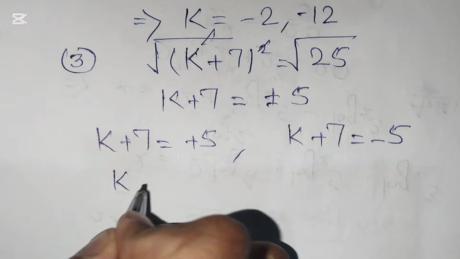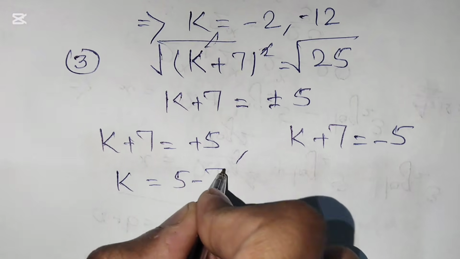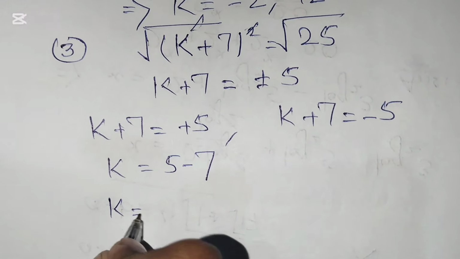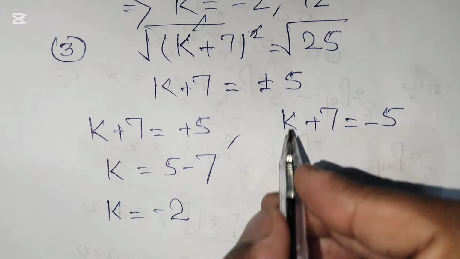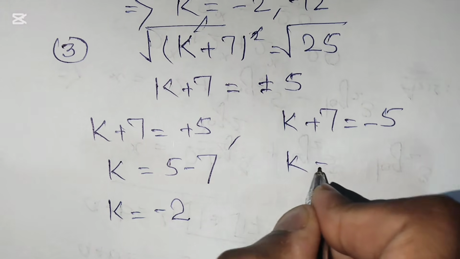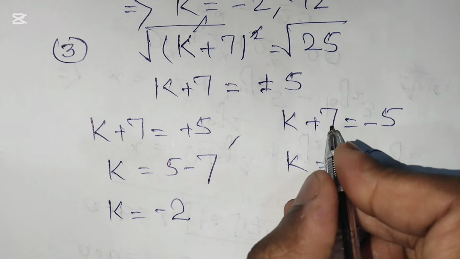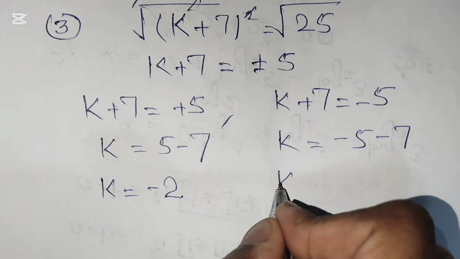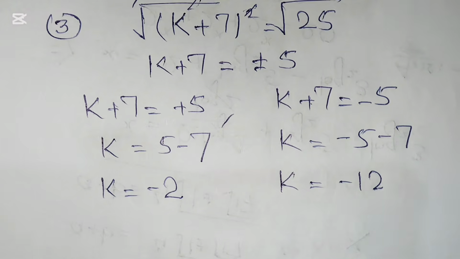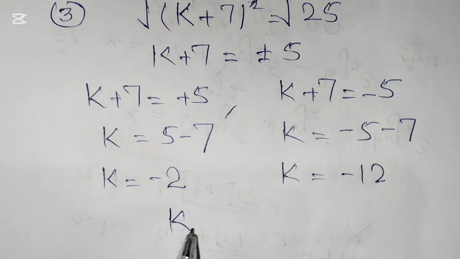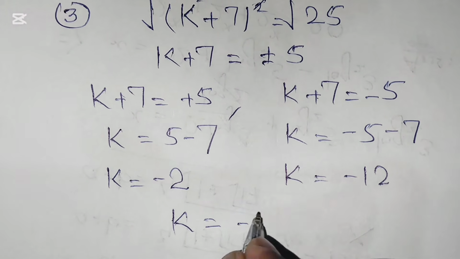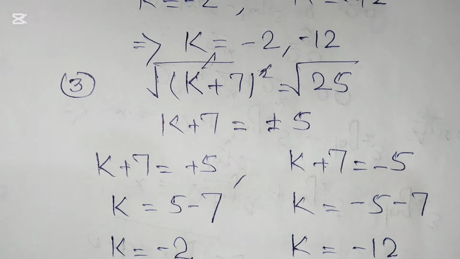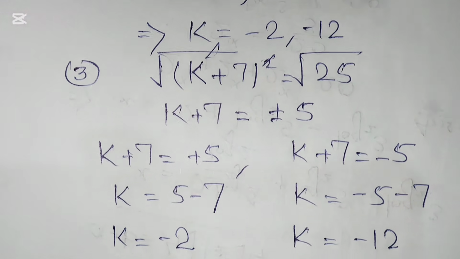Subtract 7 on both sides. 5 minus 7, we get k equals minus 2. And for this, k plus 7 equals minus 5, subtract 7 on both sides, and k equals minus 12. So we get the value of k in the third step as minus 2 and minus 12, same as method 2 and method 1.